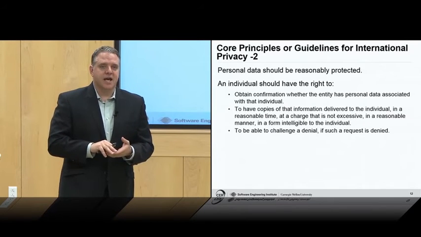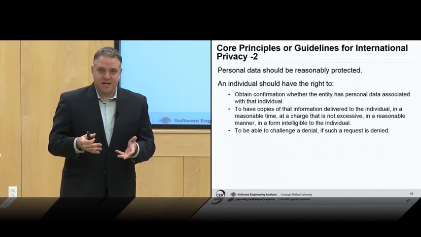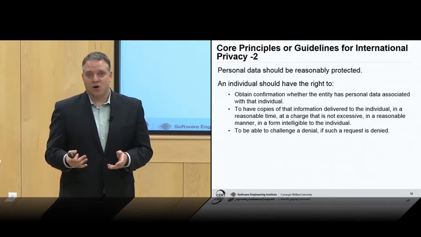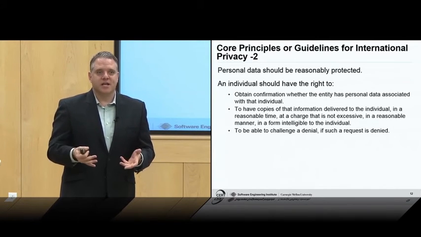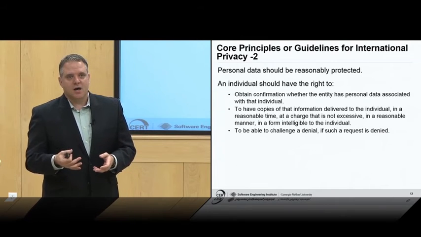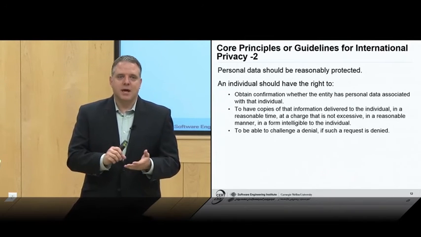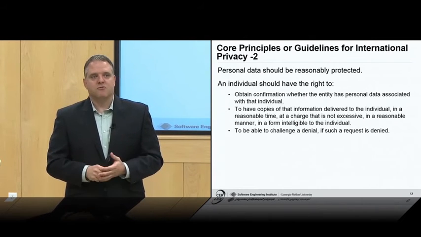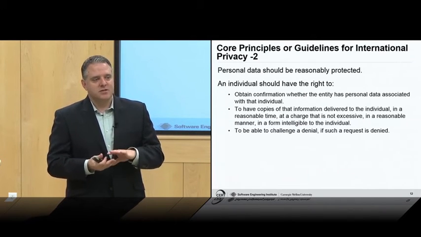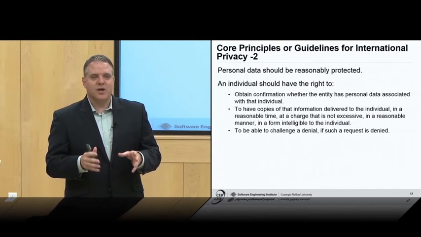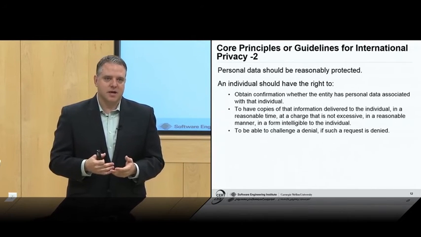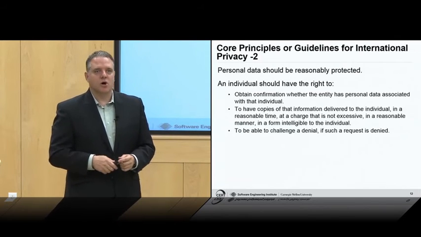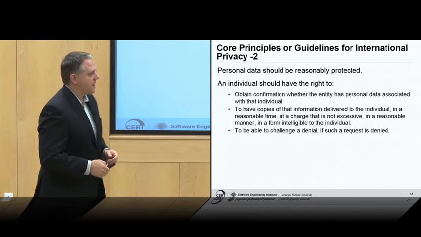Then I ought to be able to get a copy of that information in some reasonable timeline at a reasonable cost so that I can make sure that it's accurate. And then I should be able to update that information in some way, shape, or form. And I should have the right to challenge you if you say I can't have that information. And so there's a set of consumer rights here that go along with the international privacy regulations.